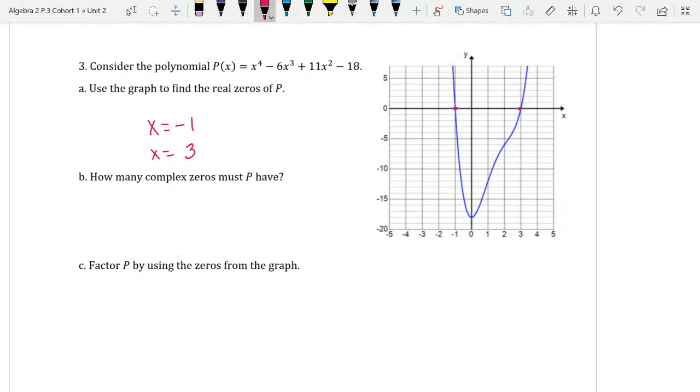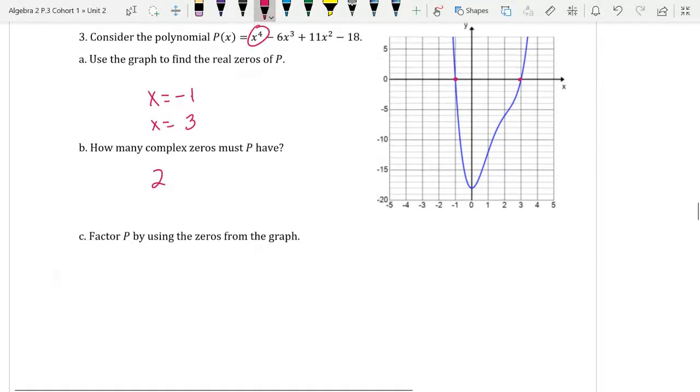So since this is a degree 4 polynomial and 2 zeros are real, that means there are 2 complex zeros. Right? The number of real zeros plus the number of complex zeros has to equal the degree. Part C says factor p using the zeros from the graph. So we have to first divide out one of these factors.